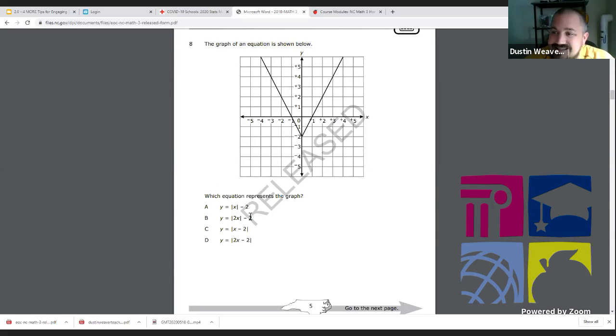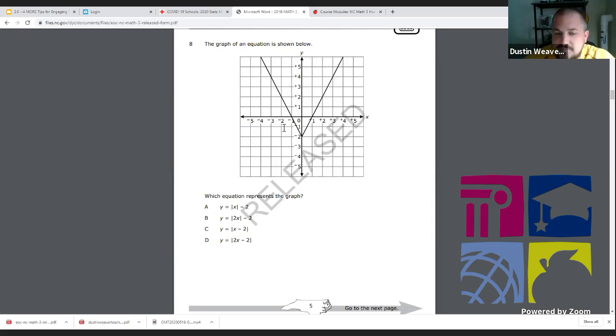So in any type of equation, if you add inside of the parentheses, you're going to be moving to the left. If you subtract inside of the parentheses, you're going to be moving to the right. If you add outside of the parentheses, you're going to be moving up. And if you subtract outside of the parentheses, you're going to be moving down. Because this has a -2 here, that shows us that we're moving down 2. That's why the vertex is right there.